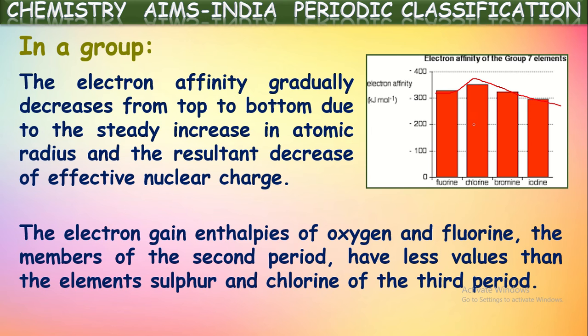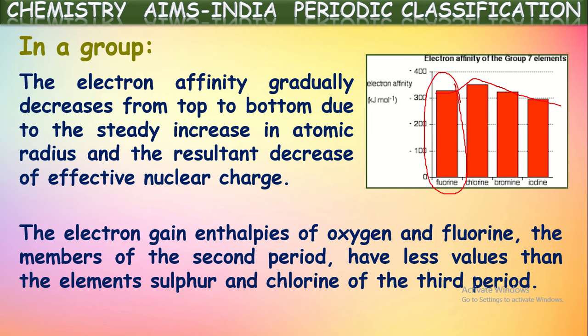There is a reason, that is, these first elements have smaller size. Not only in this group, in the chalcogen group also we can see oxygen, sulfur, selenium, tellurium and polonium. In these also actually it should decrease from oxygen to sulfur and then selenium, tellurium and polonium. But what happens there also, from oxygen to sulfur it increases. Sulfur has greater electron affinity than oxygen. From then again it decreases down the group. This is because of the smaller size of the second period elements.